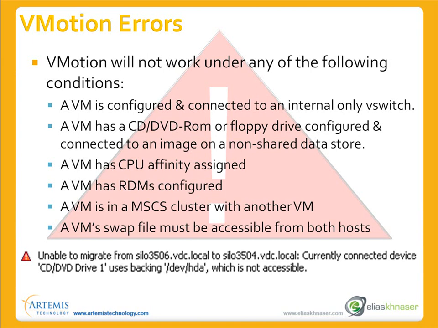then that virtual machine wouldn't be able to migrate from one host to another. If there's a CD, DVD, or floppy configured and connected to a virtual machine, that would generate an error and you wouldn't be able to move it. If there was a CPU affinity configured or assigned on that virtual machine, where the virtual CPU is assigned to a physical CPU on the host, that would prevent vMotion as well, so on and so forth. vMotion errors would prevent vMotion from taking place.